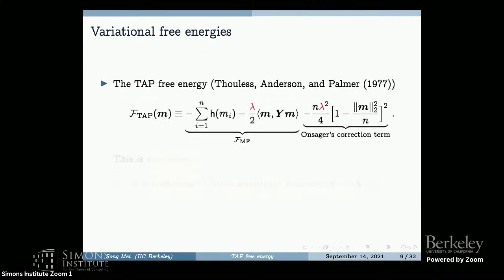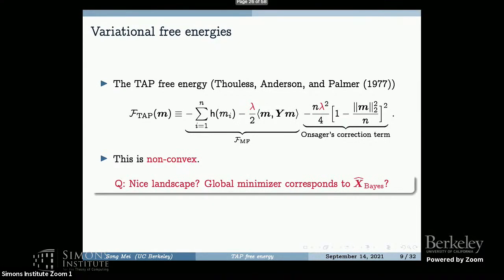Still, this is in some sense a conjecture, and we would like to understand whether the minimizer of the TAP free energy gives the posterior mean, and also we want to understand the landscape of this free energy. One property is that this is a non-convex objective function, and there will be bad local minimizers. The question is whether it has a nice landscape and whether the global minimizer corresponds to the posterior mean. So this is the first question we would like to ask.